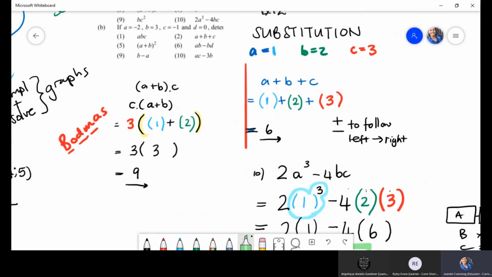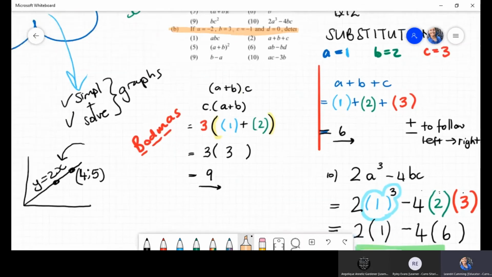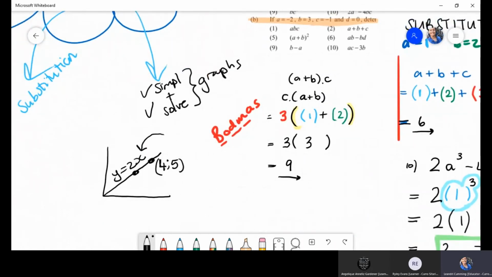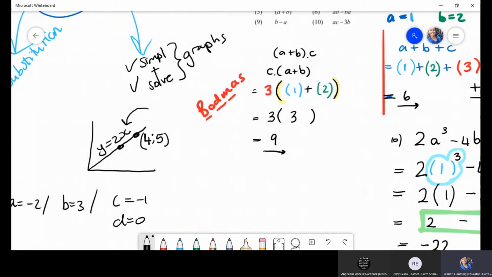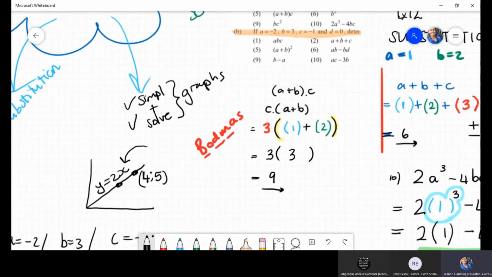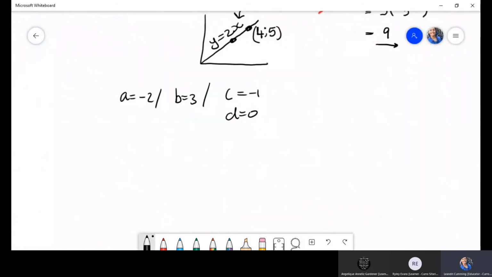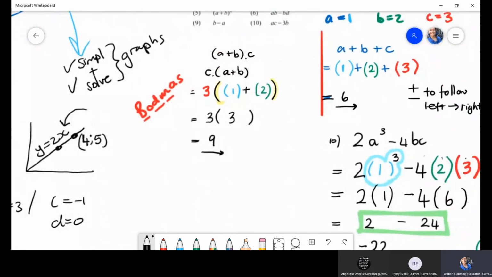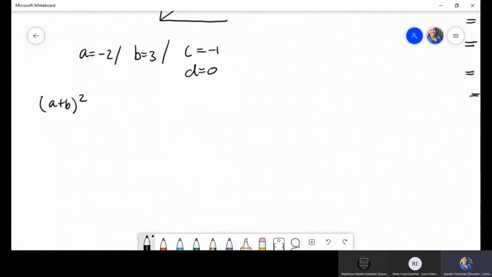Now I'm going to take section B because of all those negatives. And I'm going to just transfer that information onto the side. A is negative 2, B is 3, C is negative 1, and we have a D is 0. Right. Let's do that A plus B squared. Okay, there's A plus B to the power of 2. There's that one. And then let's take AC minus 3B.